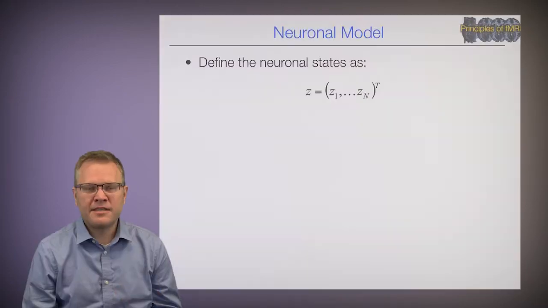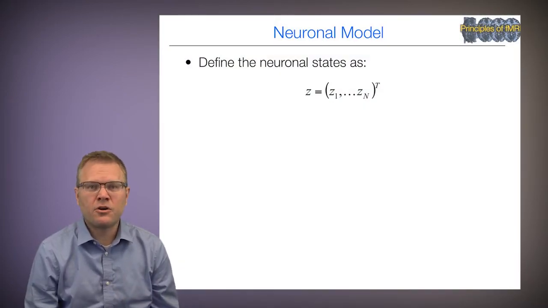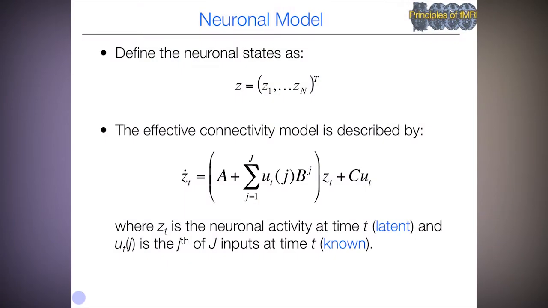So in order to do this, we have to make some definitions. So let's define the neuronal states as Z. So Z is equal to Z1, Z2, up to Zn, where we have n different regions. In our little cartoon, we have two regions, so Z would just be Z1 and Z2. Here, the effective connectivity model is described by the following model. This is a bilinear equation that tells us how the neural activity at time t changes.